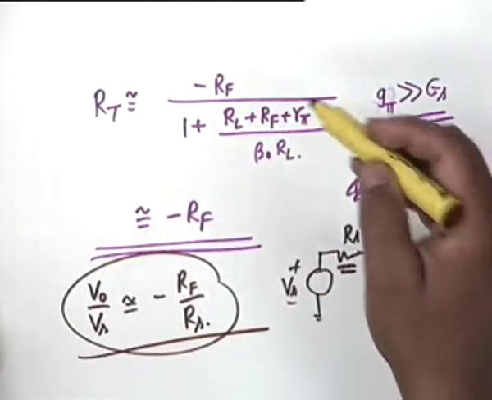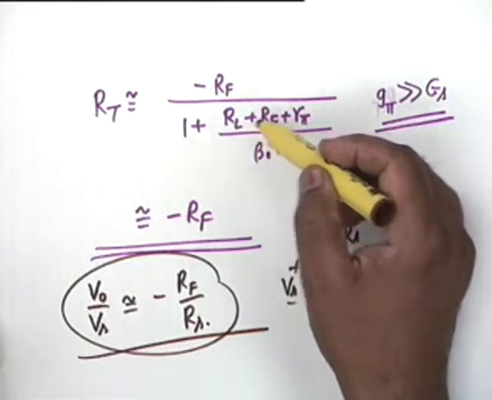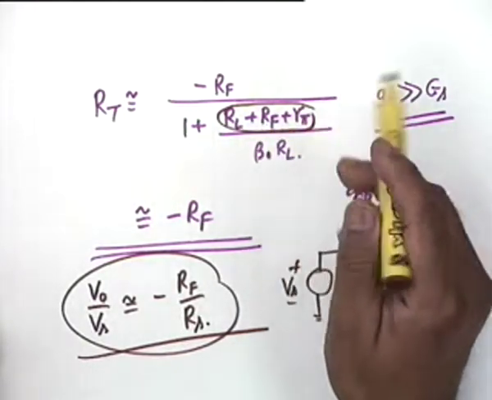How did you get RT similar to minus RF? Can you please elaborate? You see, if beta 0 is very high, then RL plus RF plus R pi, if these are comparable, approximately let's say 3 RL, so 3 by beta 0. If beta 0 is 300, then 1 by 100. So this term can be ignored. These are all approximations, they may not be valid in practice.